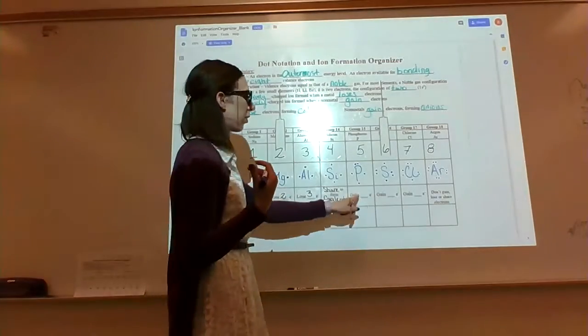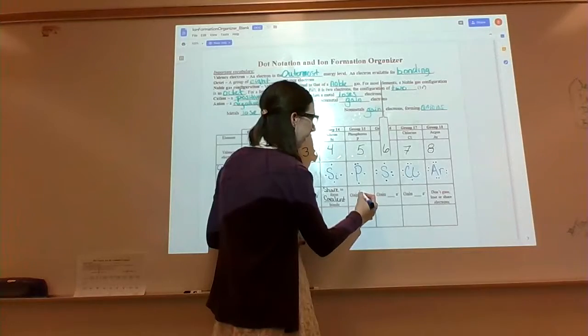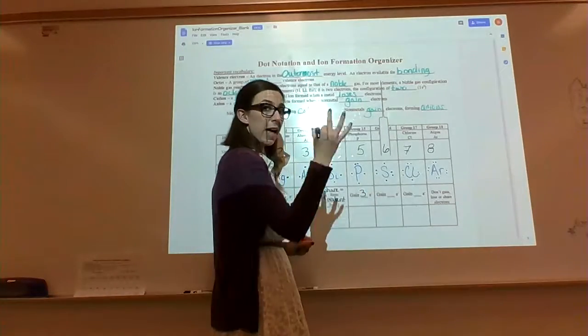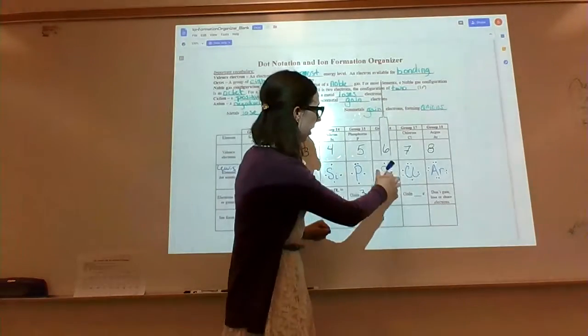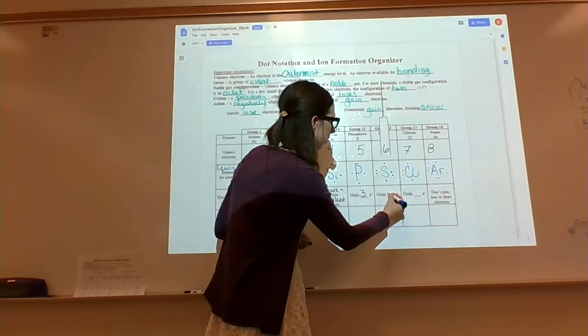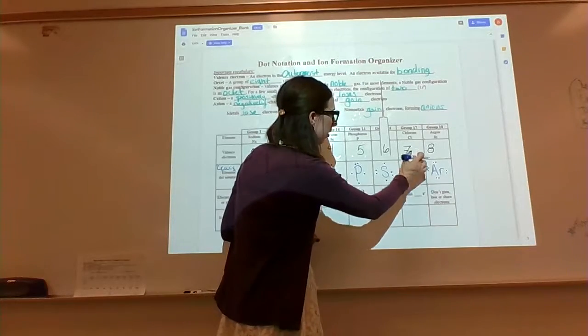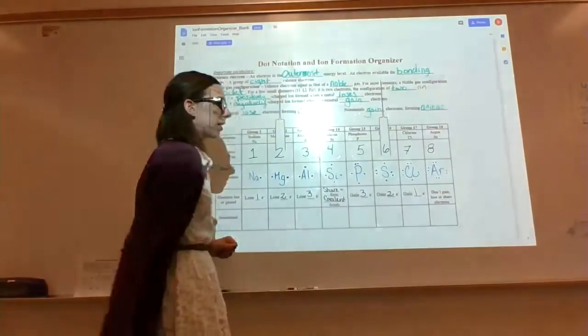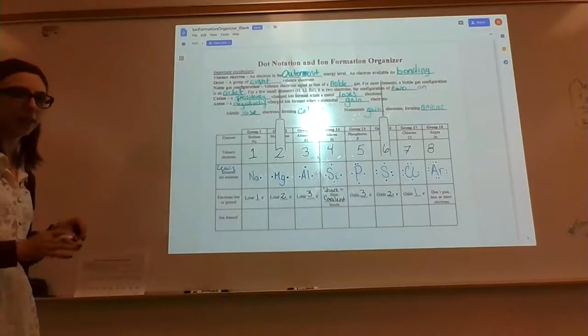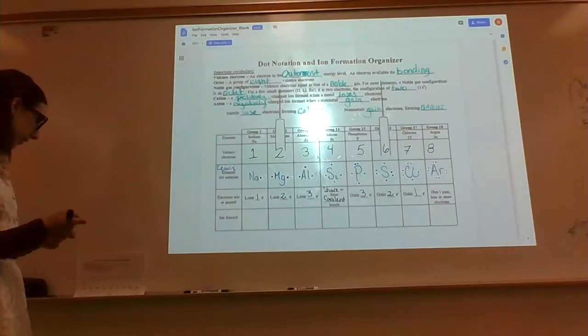Then you go past. You go to your 5. Your 5 is going to want to gain 3 electrons. It's easier to gain 3 than it is to lose 5. Your sulfur is going to gain 2. Chlorine is going to gain 1. And the octet, they're so happy in that noble gas area, they're not going to gain anything. They're not going to lose anything.